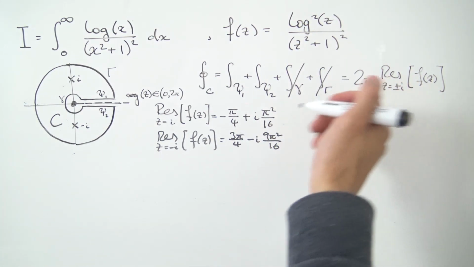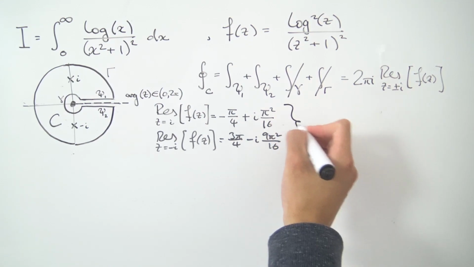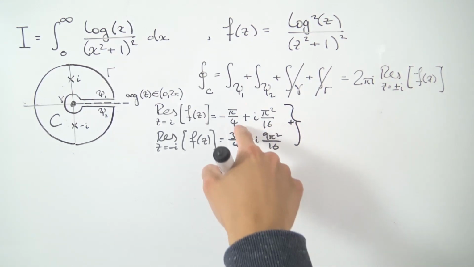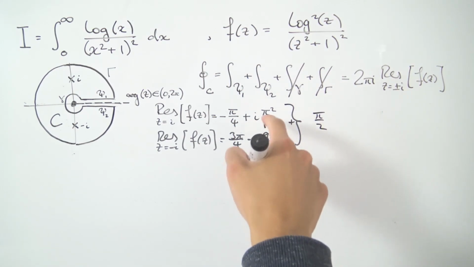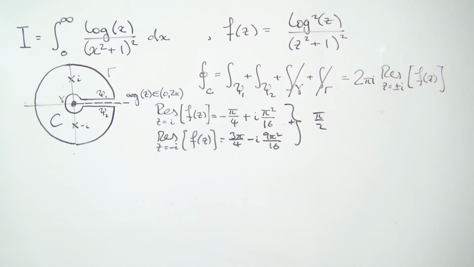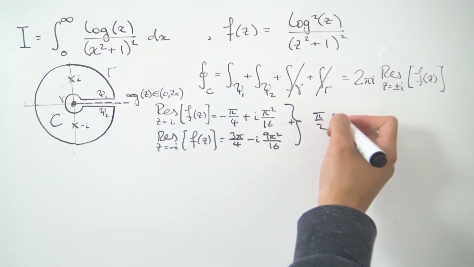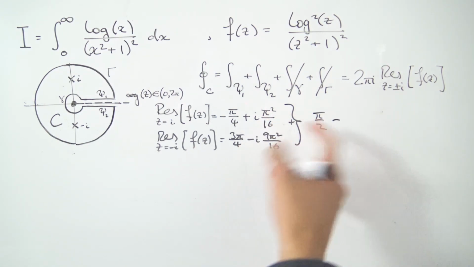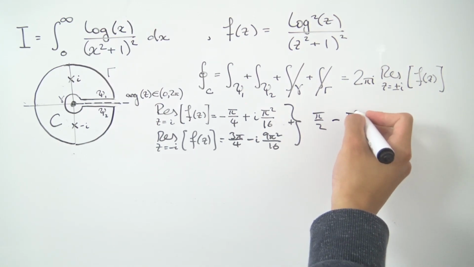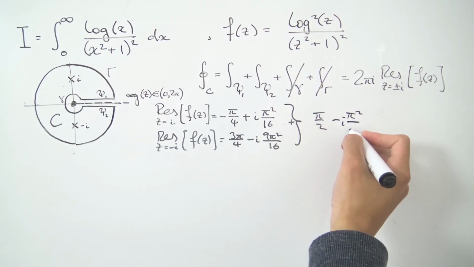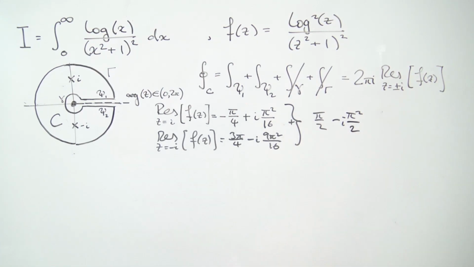So now what happens if we do the sum over here? So if we add these two residues together, then we're going to get, well, the real part that's going to evaluate to pi over 2. Then if you add the imaginary parts, that's going to be minus, so 1 minus 9, that's going to be minus 8 pi squared over 16, or just i times pi squared over 2. So that is going to be the sum of residues.